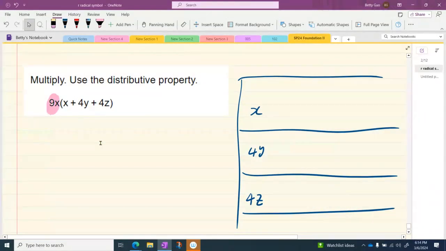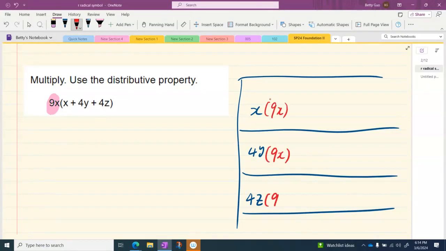That's the term we are distributing. We are going to multiply each of the 3 terms by the 9x. So we multiply by 9x here, multiply by 9x here, multiply by 9x here, and then let's see what we have after. So the first term, x times 9x. So x times 9 times x. Knowing the multiplication satisfies commutative property, we can switch the order of 9 and x and write 9 in front, x after. Yeah, 2 x's make x squared.